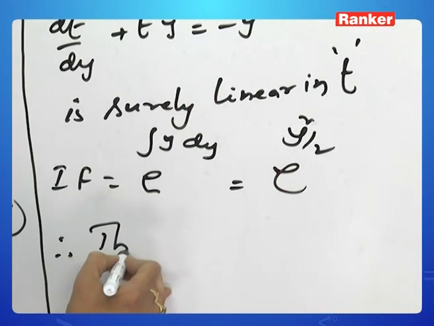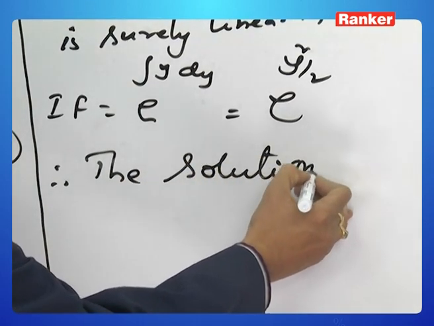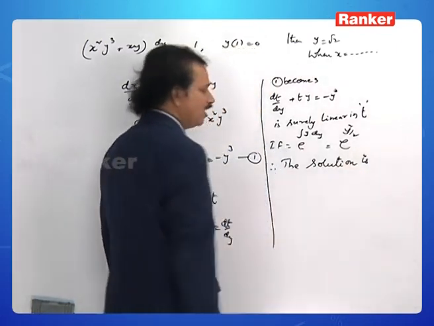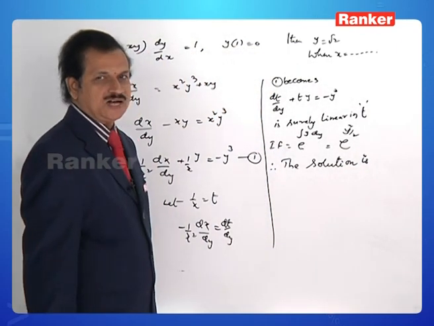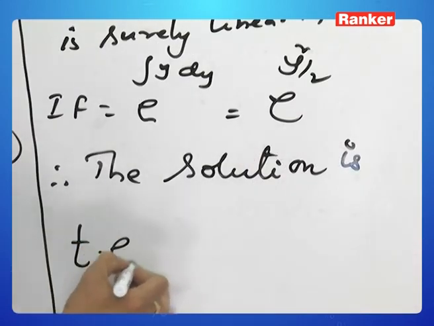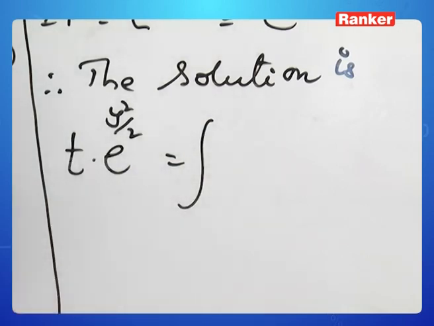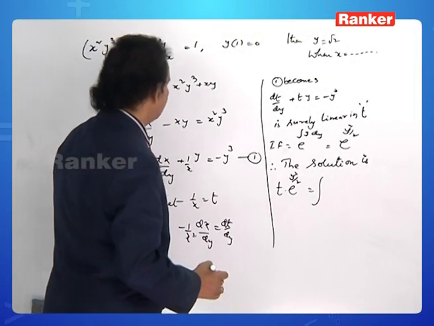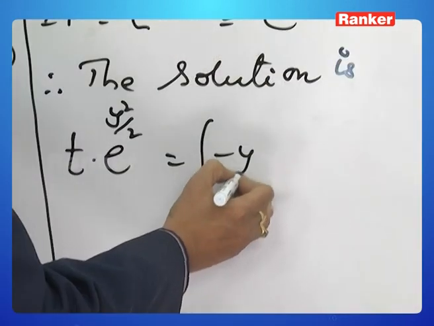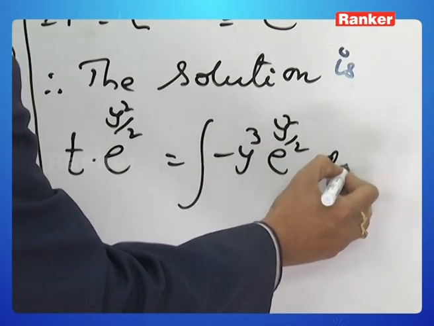Therefore, the solution is, come on, how to start with the solution? t into IF, that is t into e power y square by 2 is equal to integral of Q. What is Q? Minus y cube. Minus y cube into e power y square by 2 dy.